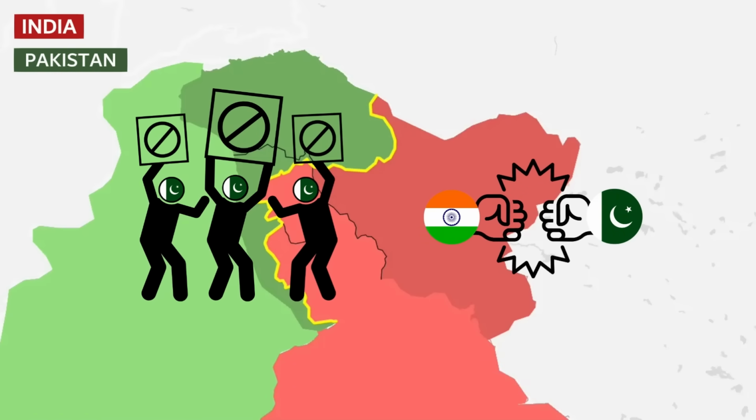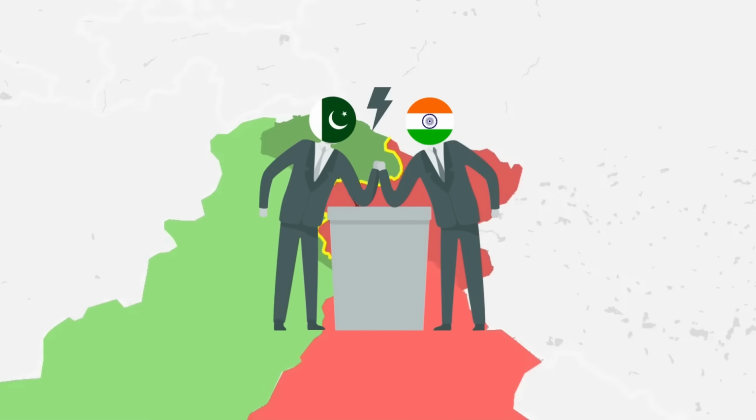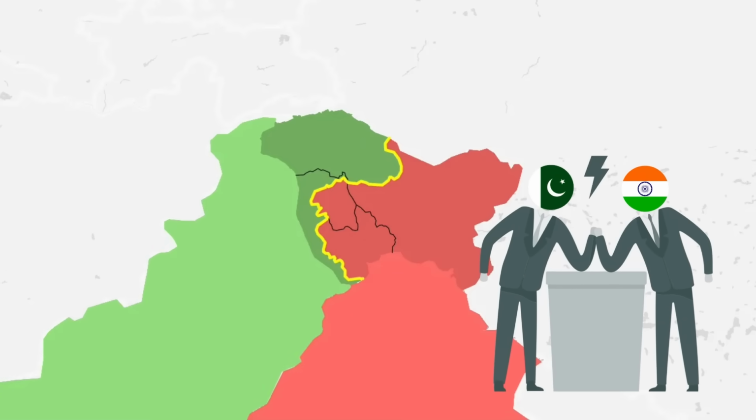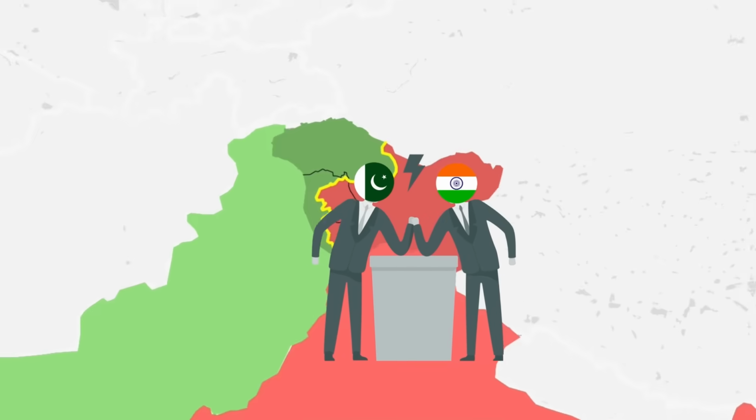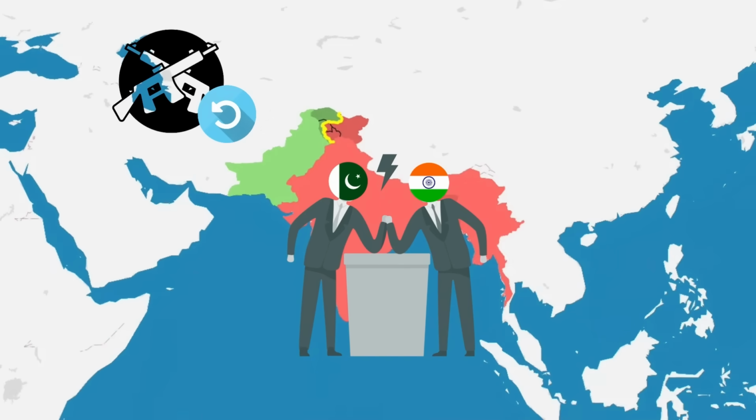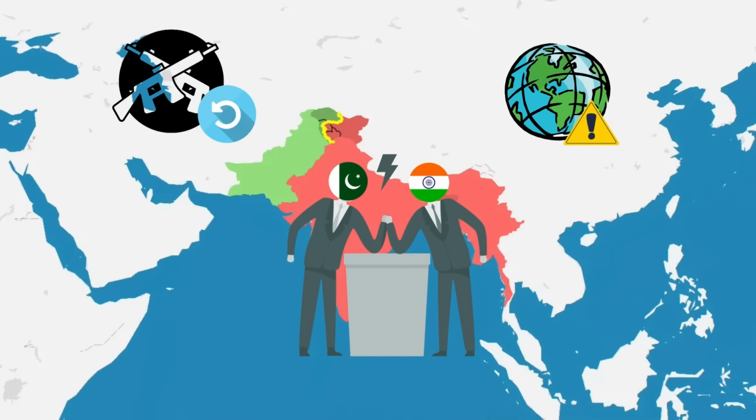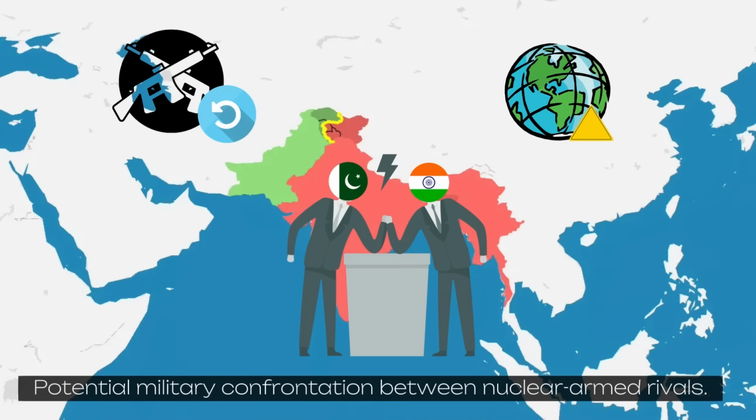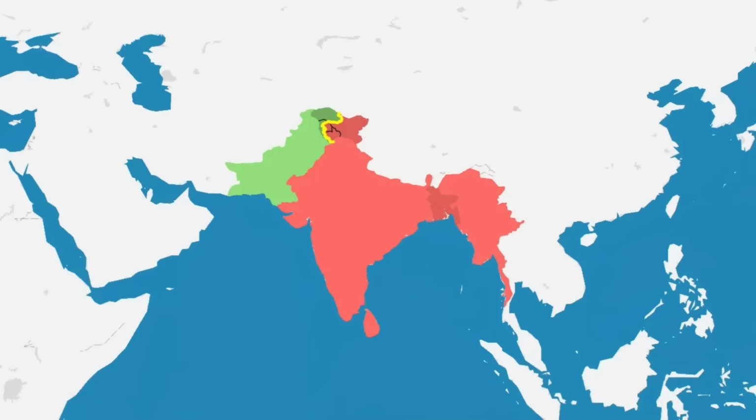For more than 70 years, the tension between India and Pakistan over the disputed Kashmir region has never cooled down, sparking a repeated cycle of violence. And for world peace, the conflict is considered a ticking time bomb, hiding the potential of a serious military confrontation between two nuclear-armed rivals.